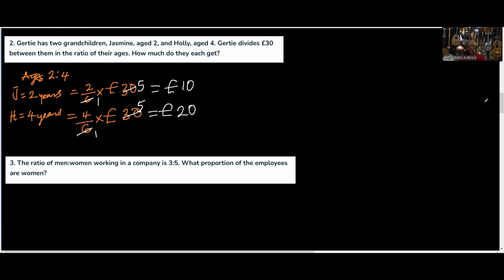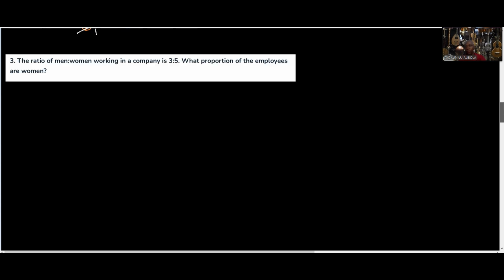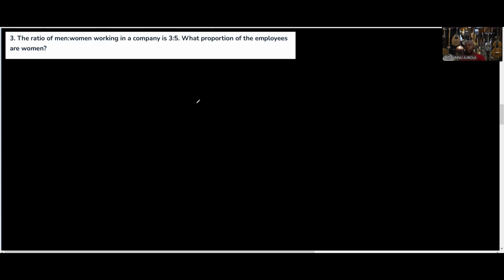And to the last question before we round up the class for today, we have the ratio of men to women working in a company as 3 to 5. So, what proportion of the employees are women?